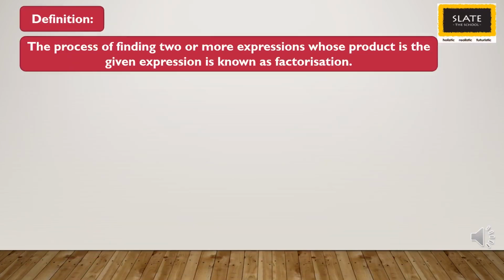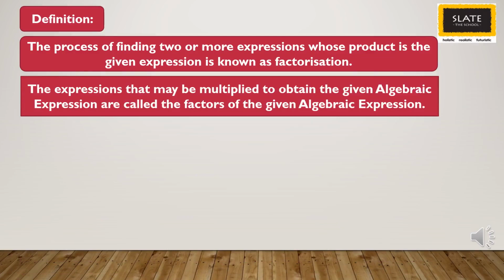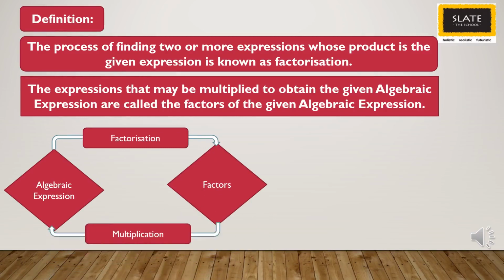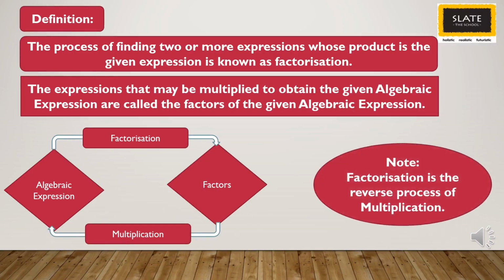Now see the definition. The process of finding two or more expressions whose product is the given expression is known as factorization. The expressions that may be multiplied to obtain the given algebraic expression are called the factors of the given algebraic expression. See this flowchart. Algebraic expression, when we do factorization, we get factors. And these factors, when we multiply, we get the algebraic expression. Note that factorization is the reverse process of multiplication.